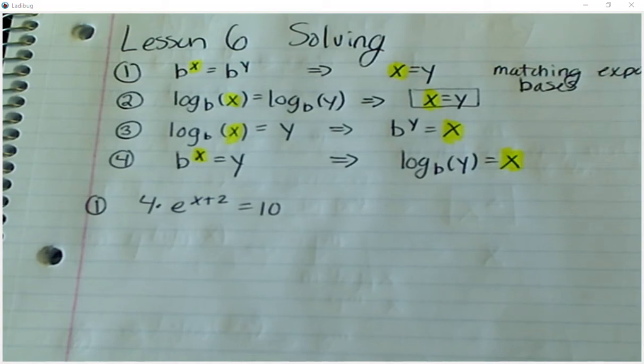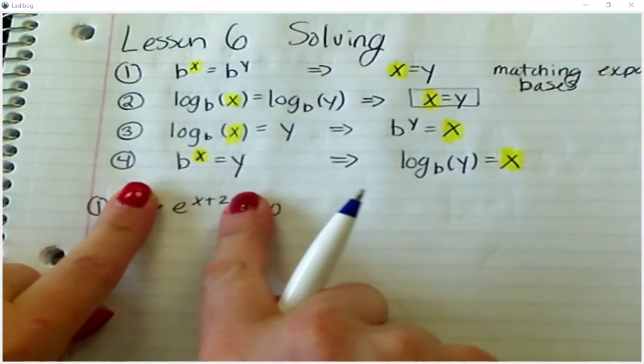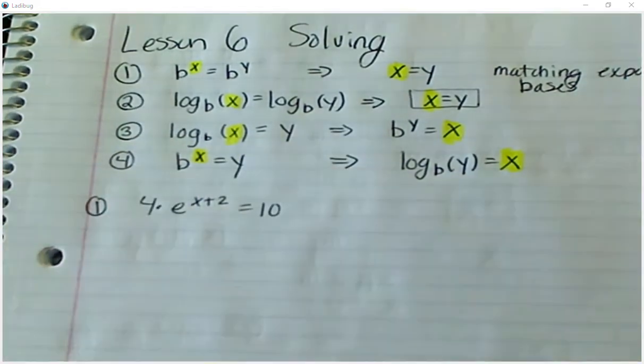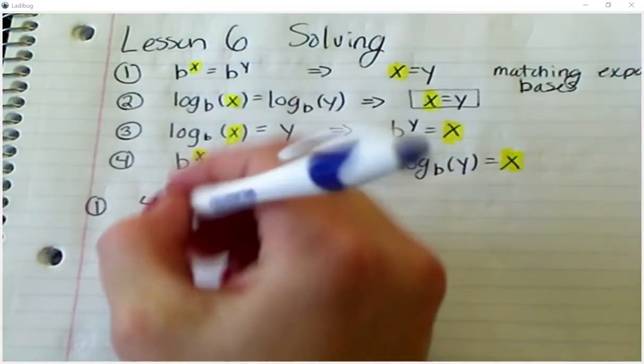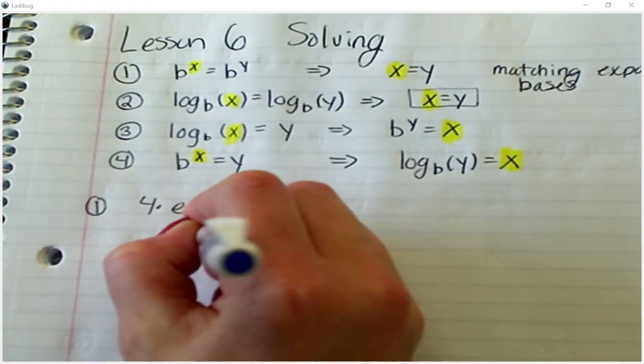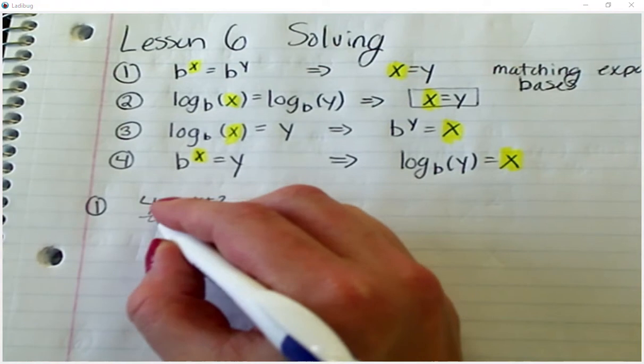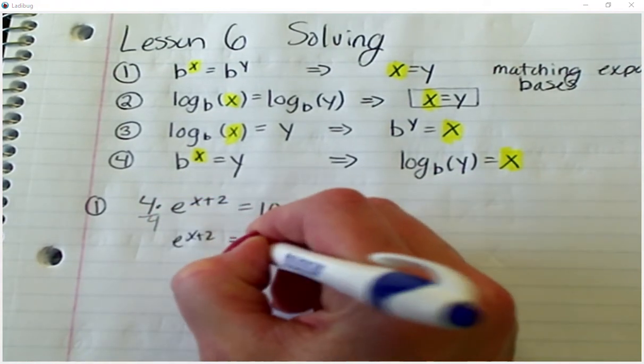Yeah, right, it's an exponential, so 4. We're going to need to rewrite it into the log form. But before you do that, look at that. You got to isolate the exponential before you rearrange it. So let's divide by 4. 10 over 4 is 5/2.